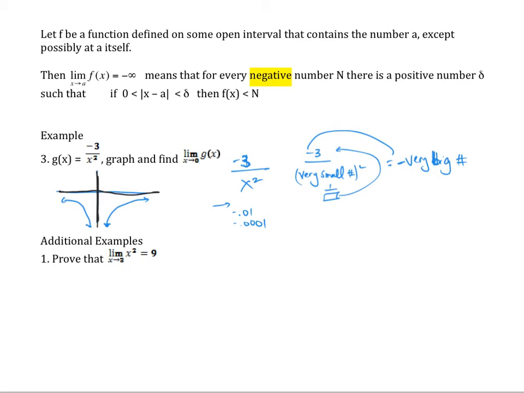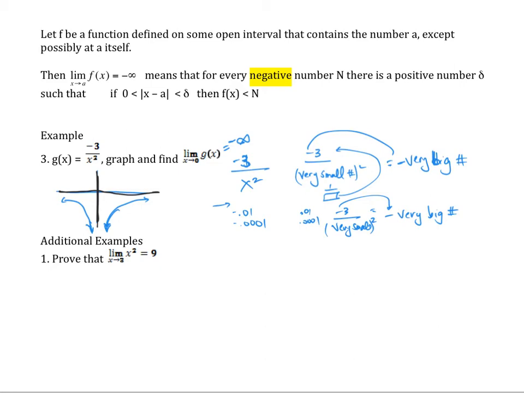Over here, if I take this from the right, it's going to give me the same situation. I'm going 0.01, 0.0001, etc. And I'm going to get a very big negative number. When I take this over very small squared, I'll get the same thing because of that negative right there. Okay, so that's why these go in this direction. They both converge, so this limit is equal to negative infinity.